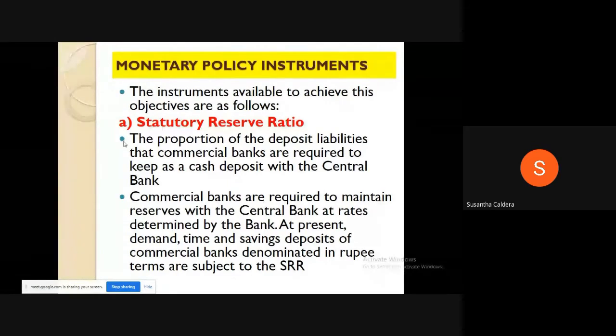Every commercial bank is required to keep a cash deposit with the central bank. We call it the statutory reserve ratio. What are the benefits of the statutory reserve ratio? What are the benefits?